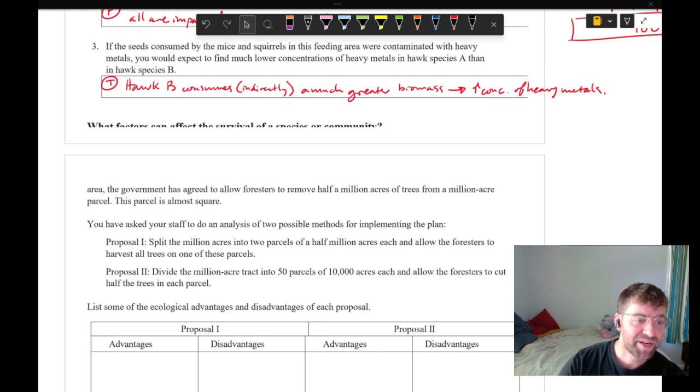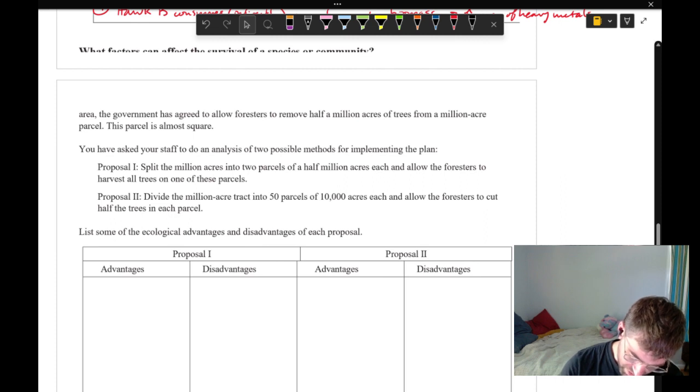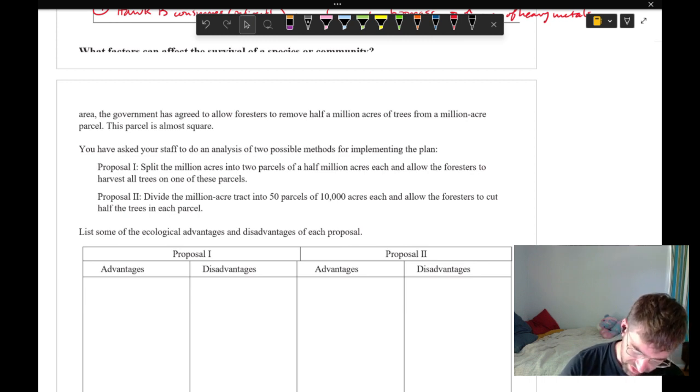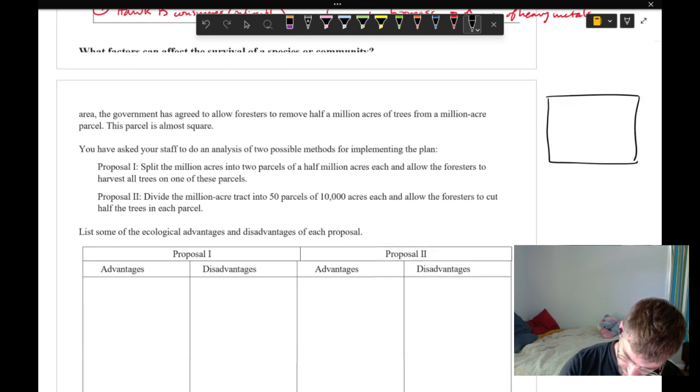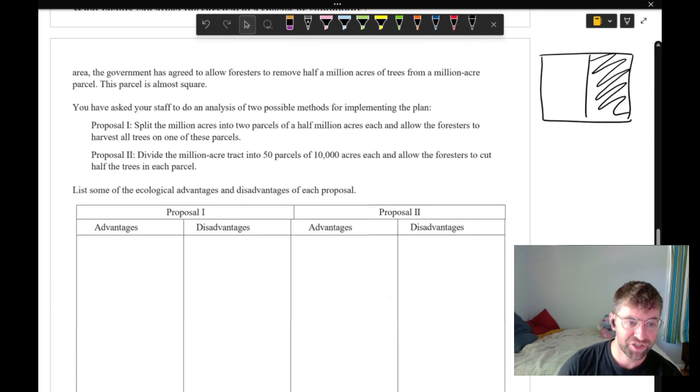You have asked your staff to do an analysis of two possible methods for implementing the plan. Proposal one: you split the 1,000,000 acres into two parcels of 500,000 acres each and allow the foresters to harvest all trees on one of these parcels. Divide it in half, deforest one half. Proposal 2: divide the million-acre tract into 50 parcels of 10,000 acres each and allow the foresters to cut half the trees in each parcel.